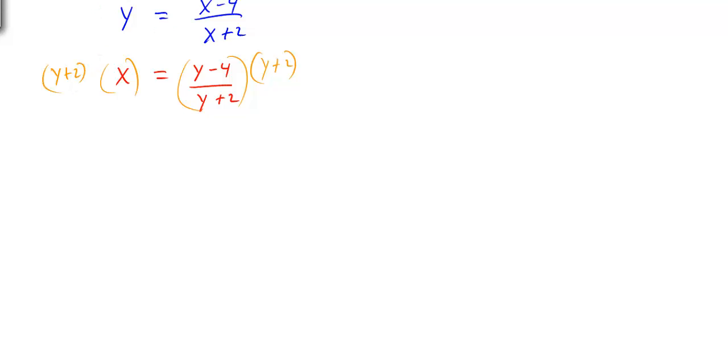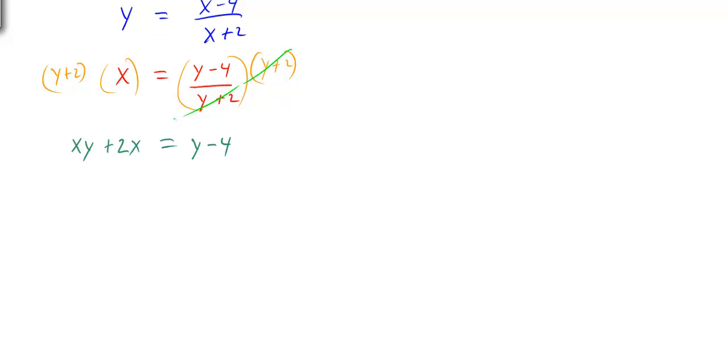And by doing so, we're left with, let's see, x times y would be xy, and then plus 2x. So all I did here was distribute the x. So we get xy plus 2x equals y minus 4, because the x plus 2's are going to cancel out.